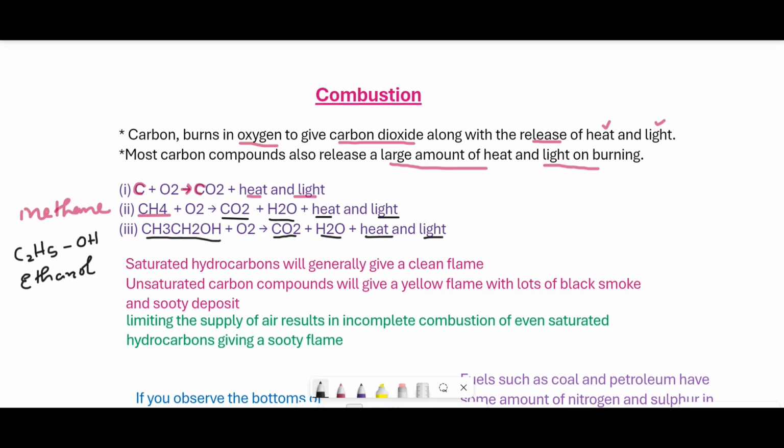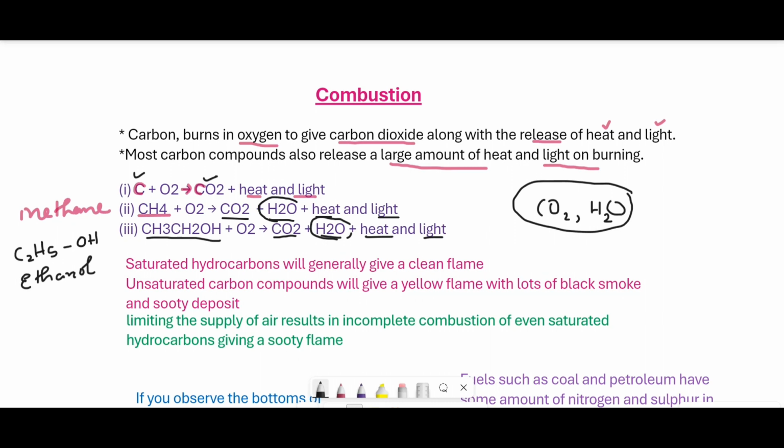So when you look at these three reactions, what did you infer from this? If carbon alone burns, it will give you carbon dioxide. If there is hydrogen in any of the carbon compounds, you get water as one of the products. Other than water and carbon dioxide, no products are formed in the combustion reaction. So the main products are carbon dioxide and water. No other products are formed during the combustion of carbon compounds, and a large amount of heat and light is produced. So these are the reactions of carbon compounds on combustion.